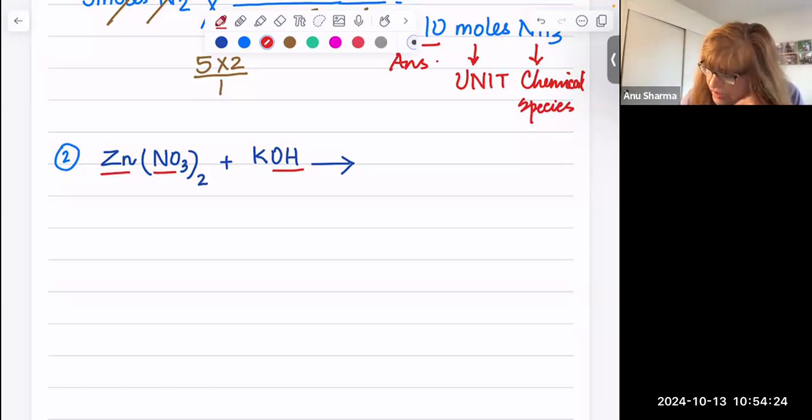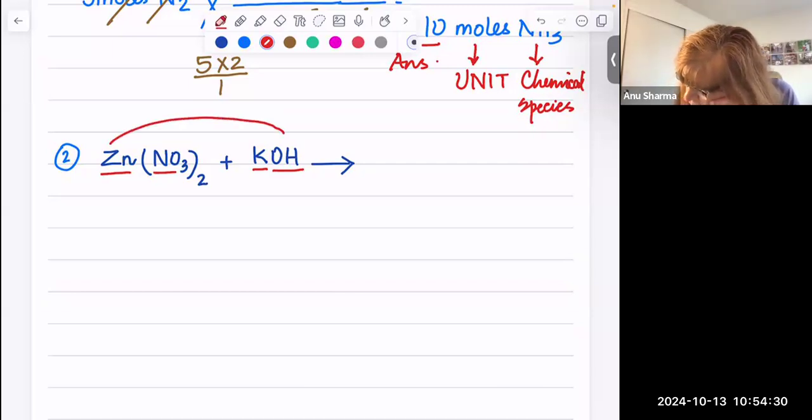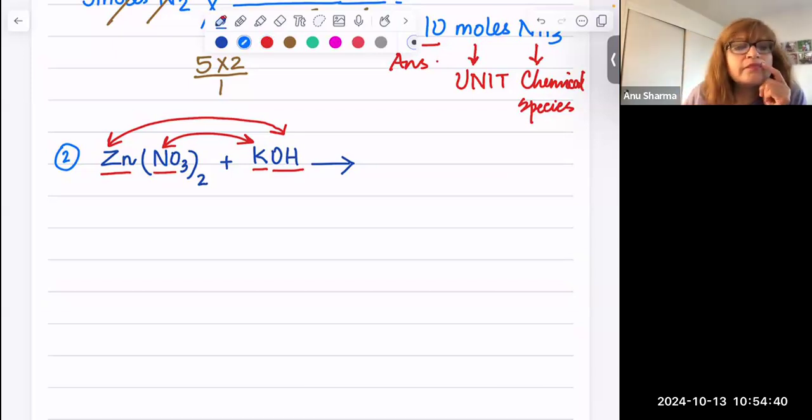Recognize the metals. This is a zinc metal. This is the potassium metal. So zinc and OH, and potassium and nitrate. All right, got it? So what do you get here? Write down the answer, the products.